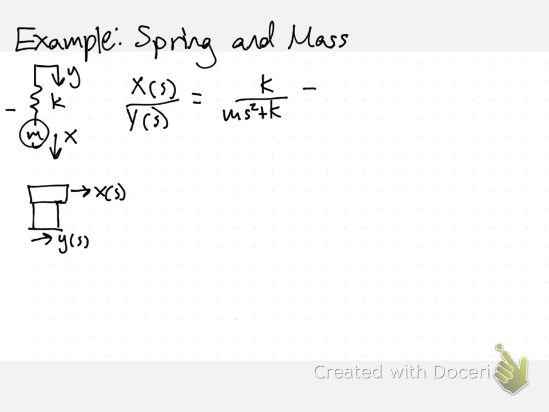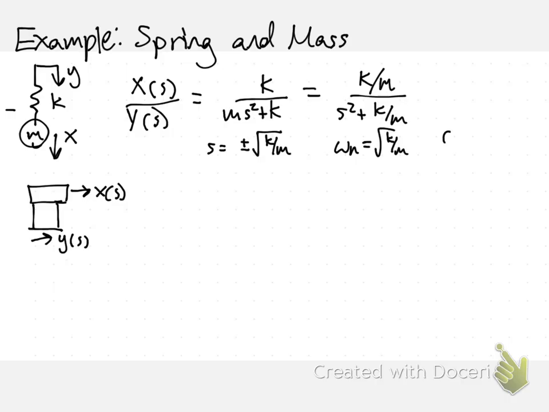We can standardize it a little bit and say that we'll have k over m over s squared plus k over m. Now, in this example, we're going to have poles at s equal to plus or minus the square root of k over m. So it's a second order system where omega n is equal to the square root of k over m and zeta is equal to 0.